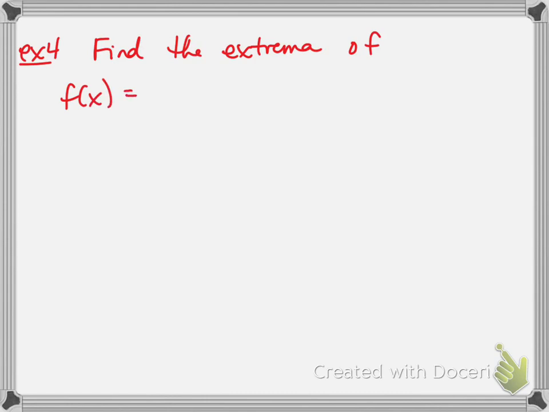All right, one last one. Just felt like you needed just a little bit more explanation on how to do some of these that are more difficult. We're going to find the extrema of f of x equals 2 sine x minus the cosine of 2x, and we're on the interval 0 to 2 pi.